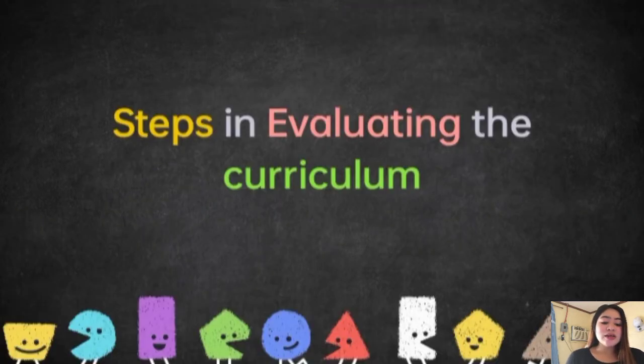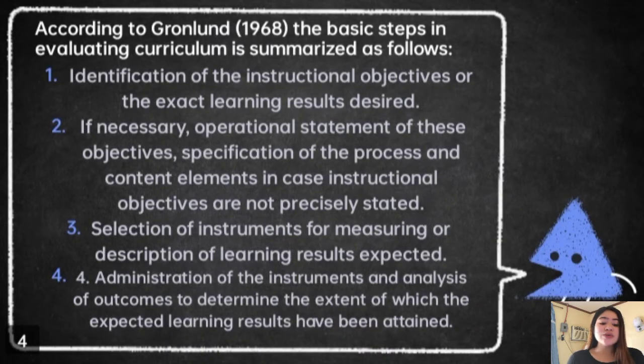Let's move forward to the steps in evaluating the curriculum. According to Granlund, 1968, the basic steps in evaluating curriculum are summarized as follows. First is identification of the instructional objectives or the exact learning results desired. So here the instructor will identify the objectives so that he or she can get the desired goals in the classroom environment.